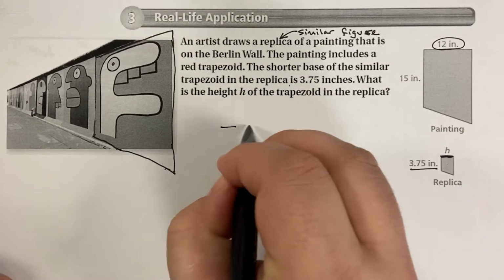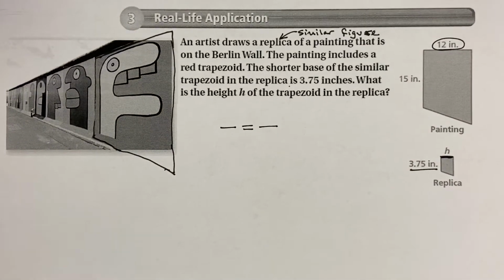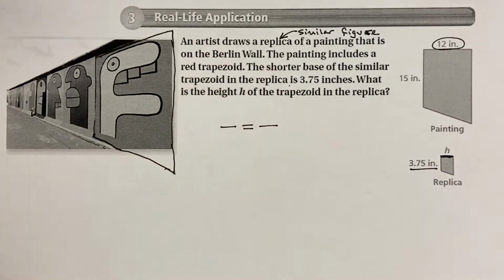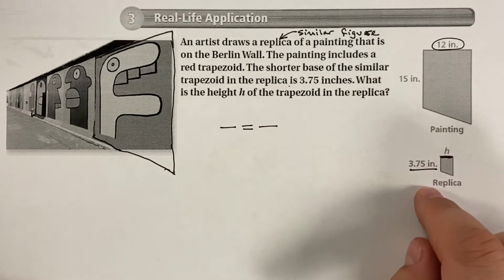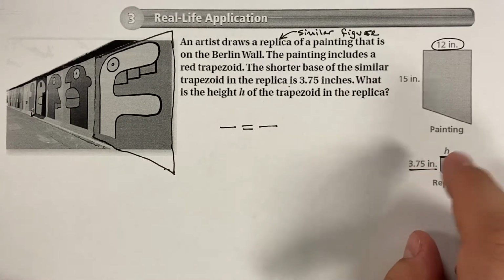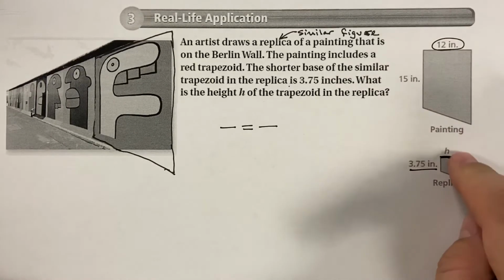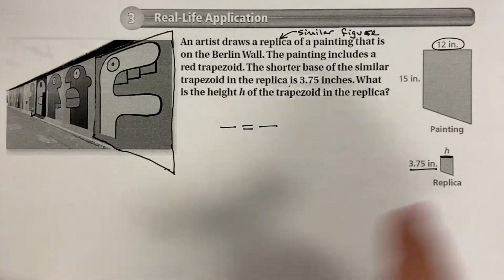So we should remember that similar means also proportional. Proportional means we set up a proportion. So we're looking at a relationship and comparing the bases and the height. So we don't have the second base, we don't have the side length, but we do have the height and we do have a base.